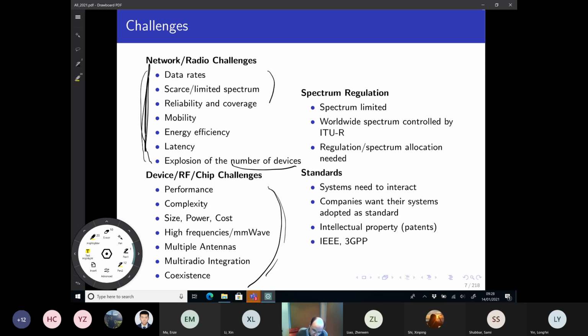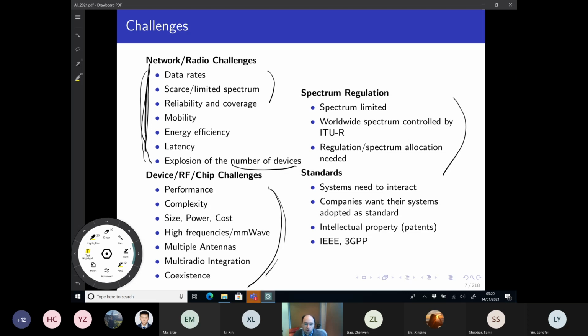Right. Then you have the aspect of spectrum and regulation. The spectrum is limited and is controlled worldwide by organizations like the ITU, the International Telecommunication Union, who split the spectrum into frequency bands, and those different frequency bands are then allocated to different applications. There is a lot of work done on regulation and spectrum allocation by the ITU, but also by different organizations in the different geographical zones of the world.